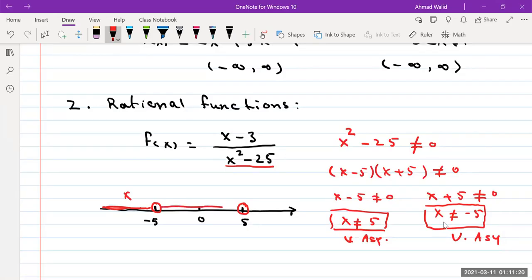X can take also these values between negative 5 and 5, and also x can take these values from 5 to infinity, correct? Here infinity, here negative infinity. Now, isn't it easy now to write the domain? Then I can write the domain as, for negative infinity, you are using parentheses. From negative infinity to where? To negative 5. For open circle, we are using parentheses, correct?